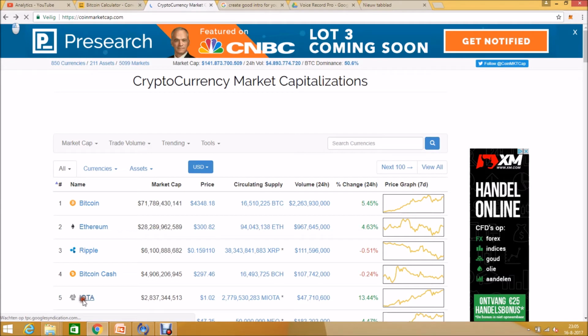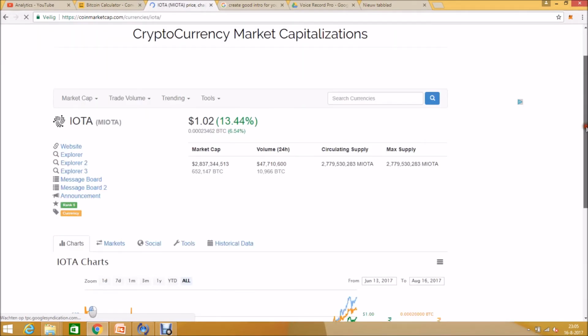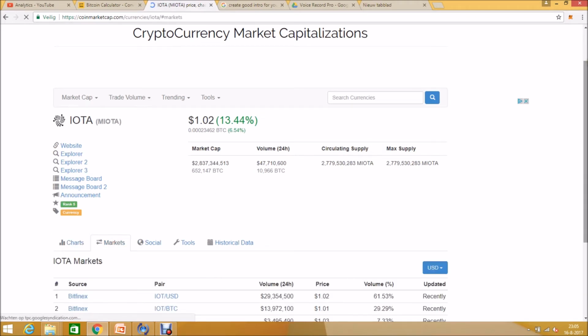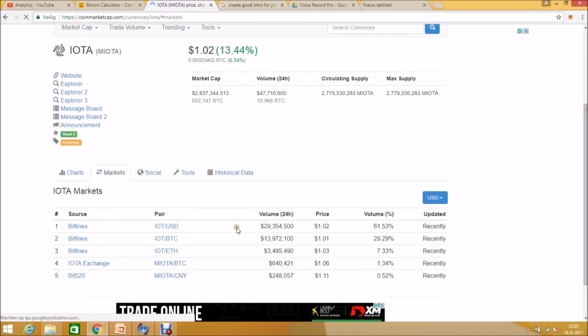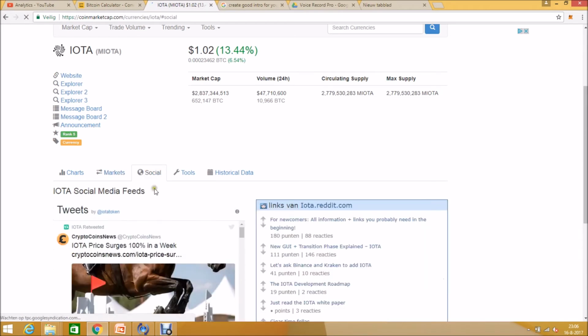I want to know where I can buy IOTA. Just look at markets here and you can find the sources. You will see that it's mainly Bitfinex. You can also see where the most volume is, and that is Bitfinex. So IOTA to USD or IOTA to Bitcoin or IOTA to Ether. In that way you can see where you can buy this. You can also click on social, where you can find some social media linked data.